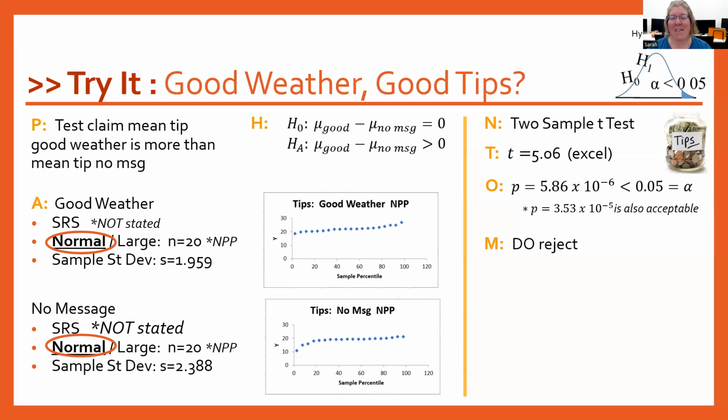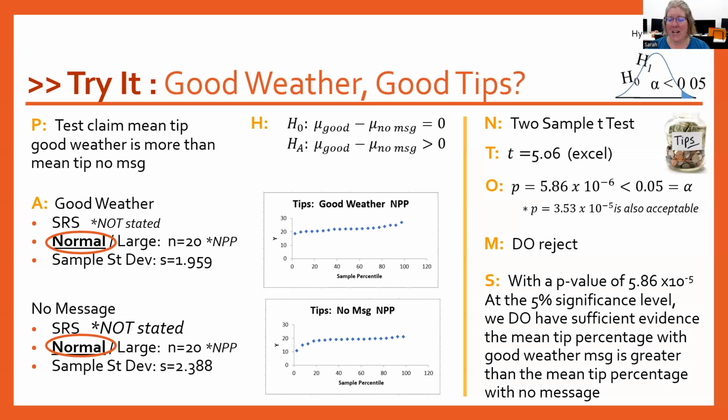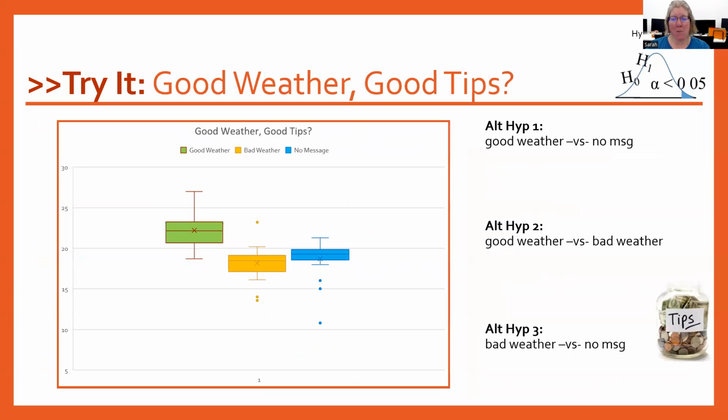Both of these are definitely less than the 5% significance level, so we do reject the null hypothesis. So our conclusion here is, with a p-value of 5.86 times 10 to the -5, at the 5% significance level, we do have sufficient evidence the mean tip percentage with a good weather message is greater than the mean tip percentage with no message.